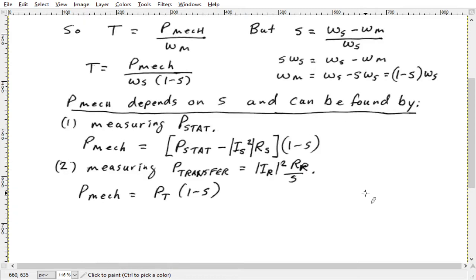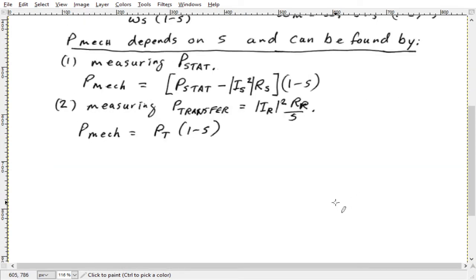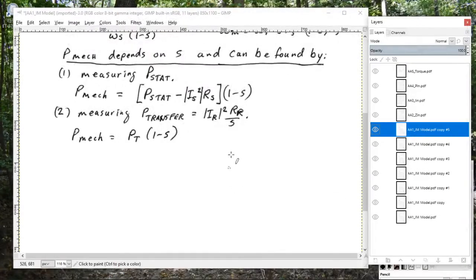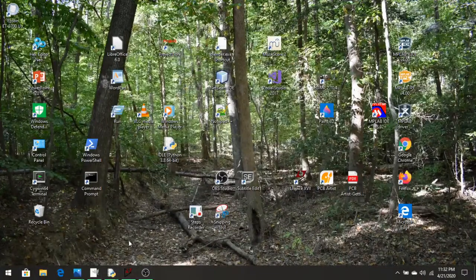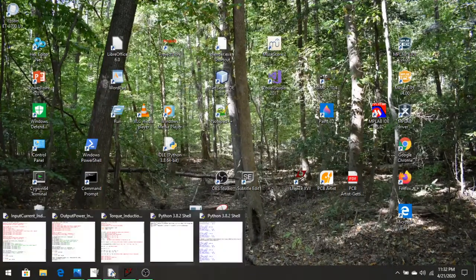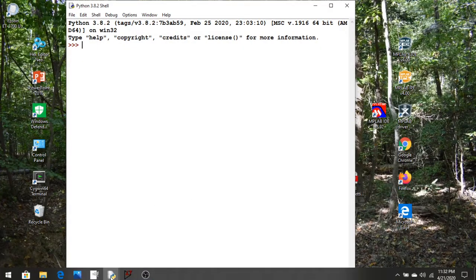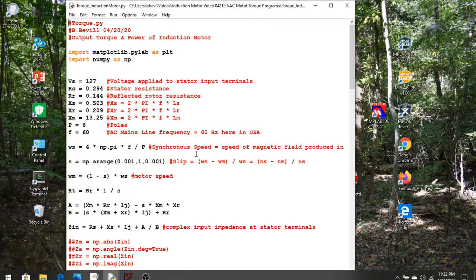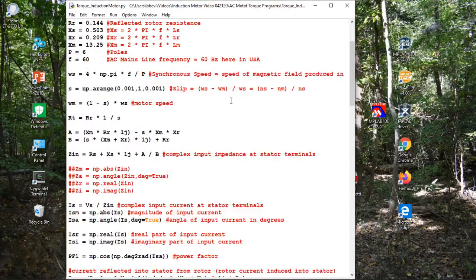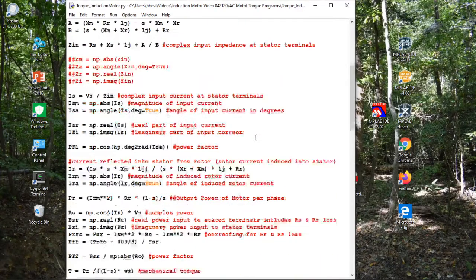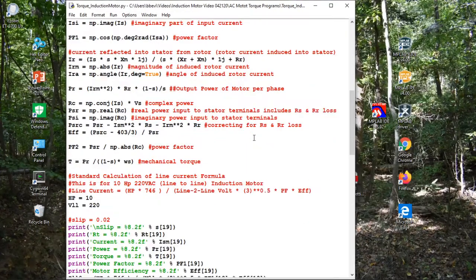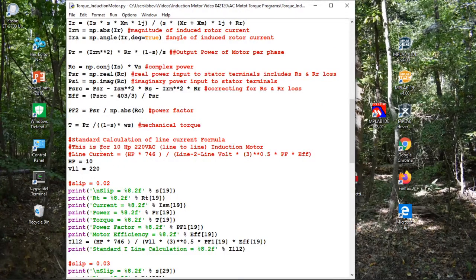Okay, so let's go in and let's do some plots. All right, so let's get out of here. Let's go back into here. And let's see, I need this. And I need the torque one. All right. So here's the torque one, and notice it's pretty much the same stuff. The only thing different here is I've got a torque equation here, okay? So mechanical torque, all right? And notice I did something here.